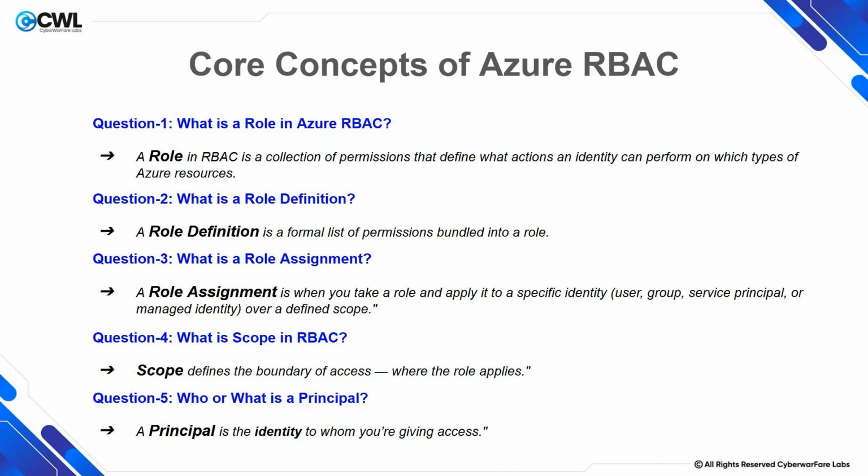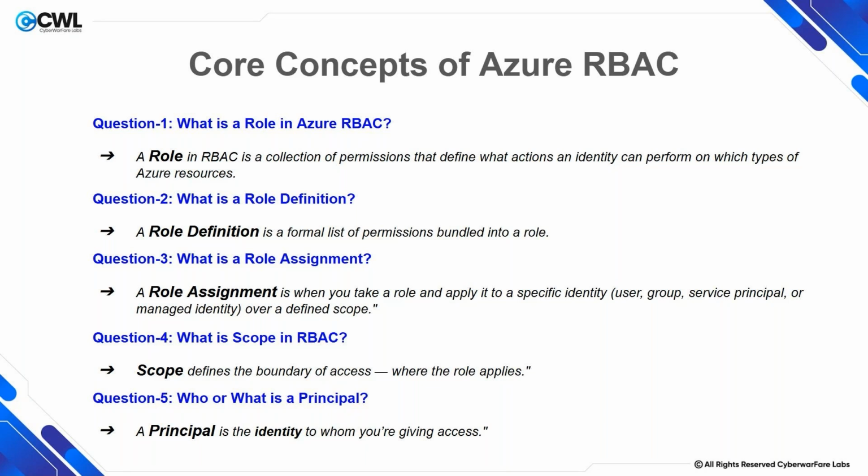So role definitions are like blueprints. They say, here's what this role can do, but until you apply it to someone, it has no power. Let's say you create a role definition and don't apply it to any user or any identity, it is of no use. The third question we have is, what is a role assignment? A role assignment is when you take a role and apply it to a specific identity. We just talked about how without assigning a role to an identity, it is of no use. So we can assign roles to a specific identity, and it is known as role assignment.